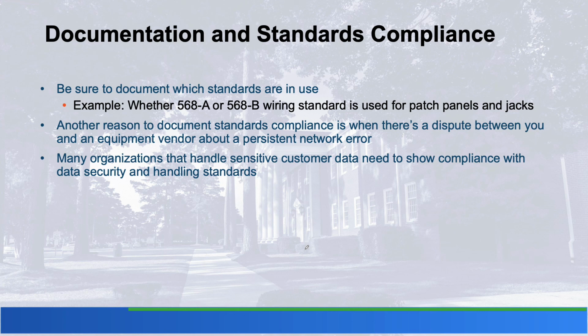We also want to keep documentation on how we're complying to standards. Okay? If we don't follow standards while we're wiring, here's an example, 568A or 568B. Those are wiring standards for Ethernet cables. If both ends of the cable are either standard, they match. Like if both ends are 568A or both ends are 568B, that is called a straight-through cable.